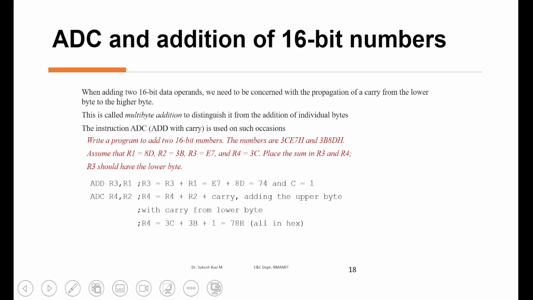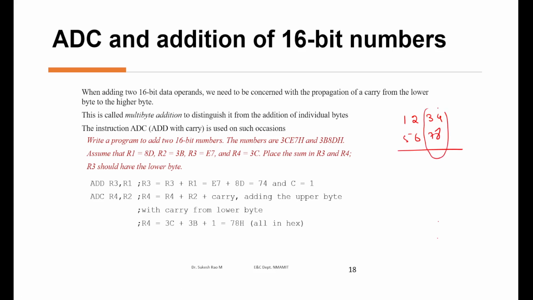Now let's look into add with carry, that is ADC. ADC is useful whenever we are going to add a 16-bit number. Remember when you are adding, say, 1 2 3 4 and 5 6 7 8: the usual rule is we add these two first, then if there is any carryover, we take it to the next position. That's a regular addition, and it's the same technique.